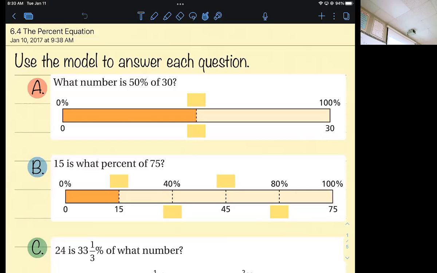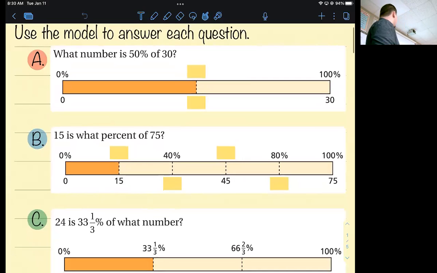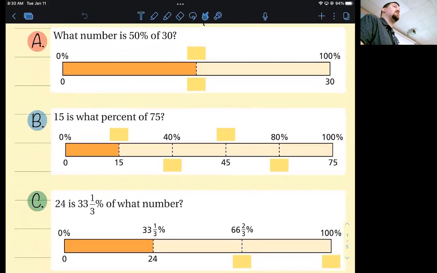All right, section 6.4 is titled the percent equation. We're not going to be using models today in our homework, but the questions you're going to see on tonight's worksheet are going to look like this. What number is 50% of 30? Or 15 is what percent of 75? Or 24 is 33 and 1/3% of what number? These are examples of the types of questions you'll see on tonight's worksheet.